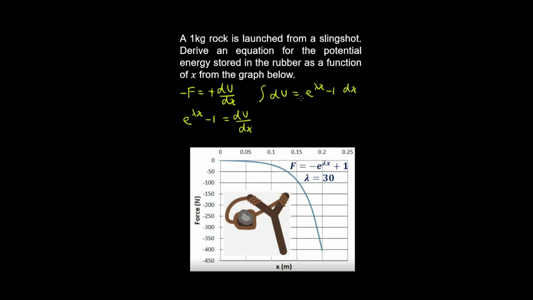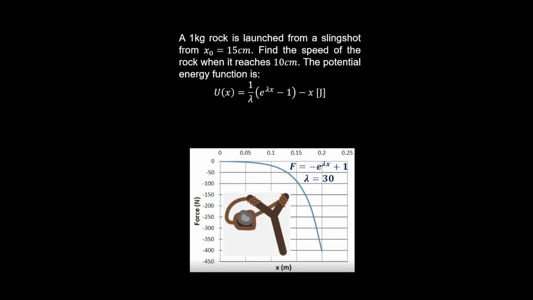And then integrating both sides, and we integrate from 0 to x, so therefore the potential energy is equal to 1 on lambda e to the lambda x minus x, evaluated from 0 to x, and therefore U of x is equal to 1 on lambda e to the lambda x minus x minus 1 on lambda.